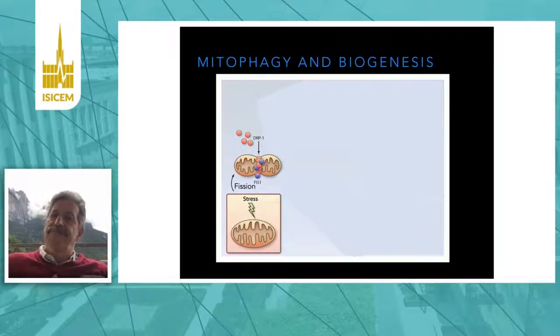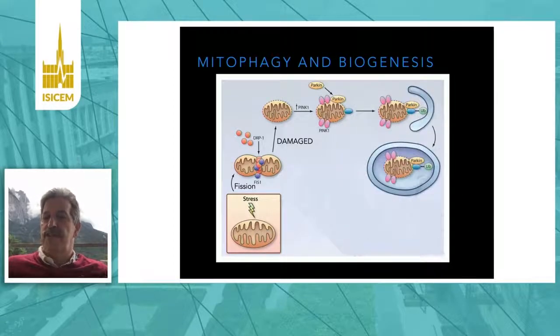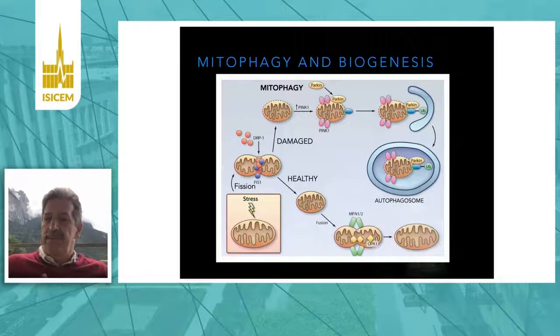New mitochondria can be regenerated by a process called biogenesis, and old damaged ones removed by mitophagy. So mitochondria are broken apart, fission, and the damaged mitochondria can be removed by mitophagy and then swallowed up by the autophagosome. On the other hand, the healthy bits of mitochondria can be fused together to form new functioning mitochondria. So there's a very regular, rapid turnover of new healthy mitochondria. The mitophagy is important for getting rid of the old damaged ones.